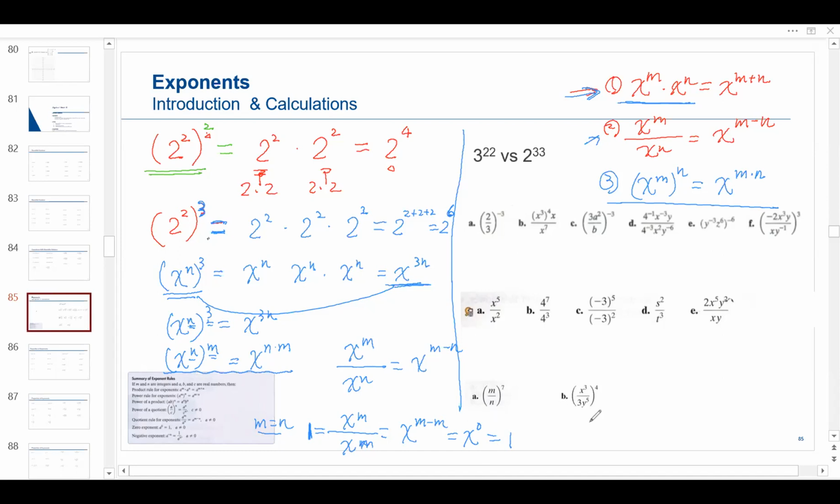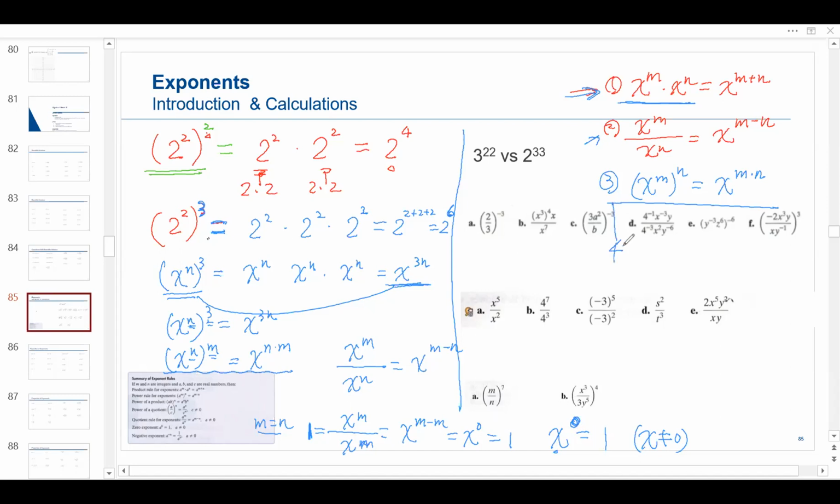So it means for any number x, if its exponent is 0, the result will be equal to 1. Of course, x cannot equal 0, because if x equals 0 the denominator will be 0. That's meaningless, right? So we cannot let x equal 0. So it means when the base is not 0, any number to the power of 0 will equal 1.